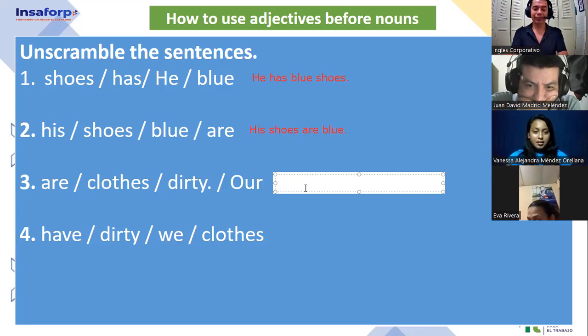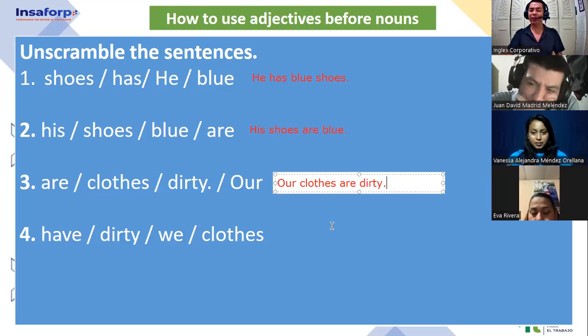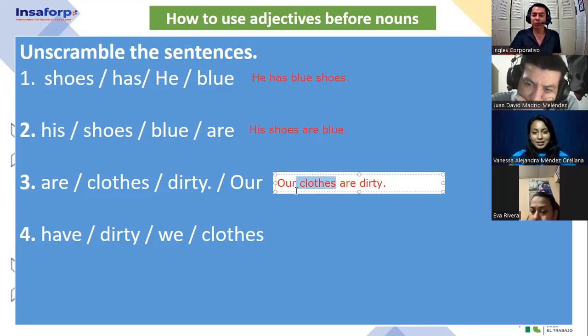Our closets are dirty. Our clothes are dirty. So, Vanessa, what is the noun in this sentence, number three? Number two is shoes. Number one is shoes, right? So in number three, it's clothes. Clothes, yes. Clothes with the possessive adjective "our", right? Our clothes. So this is the noun, right?